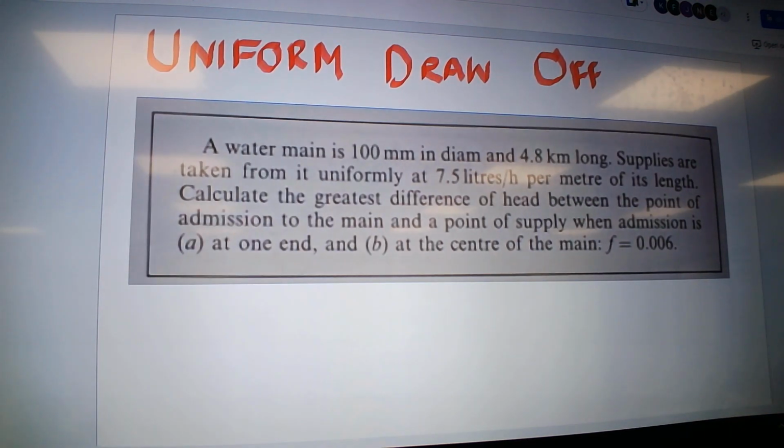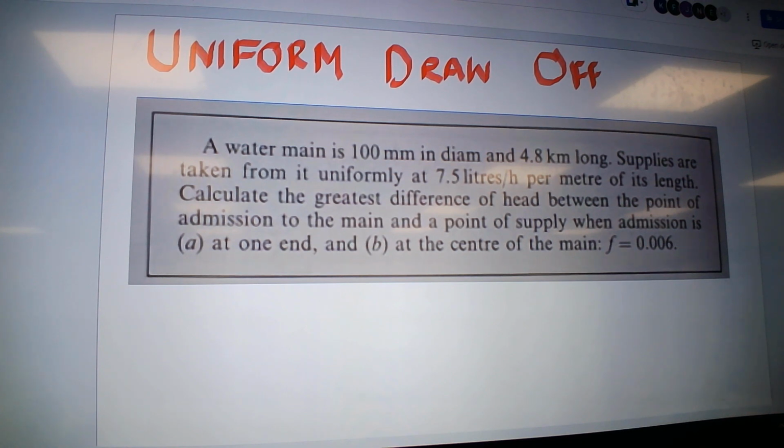Okay. Now let's have a look at the uniform draw off. If the supply is uniform, how does it actually work in that case? Let's say we have a water main 100 millimeter in diameter and 4.8 kilometers long. Supplies are taken from it uniformly at 7.5 liters per hour per meter of its length.